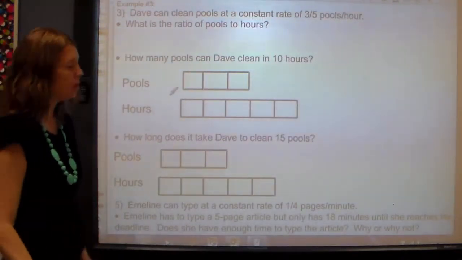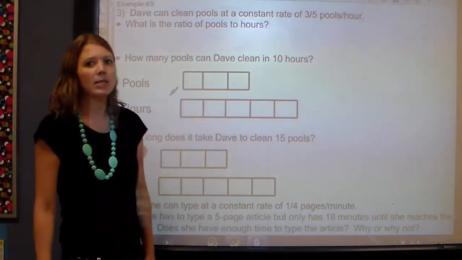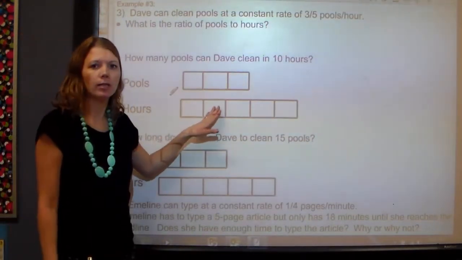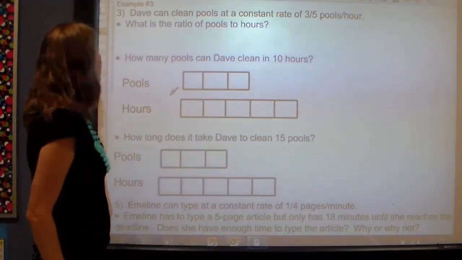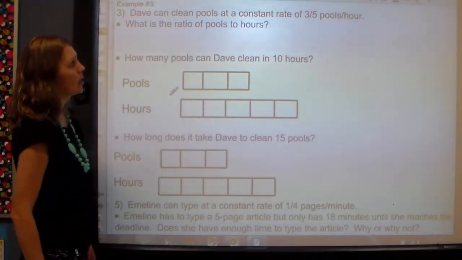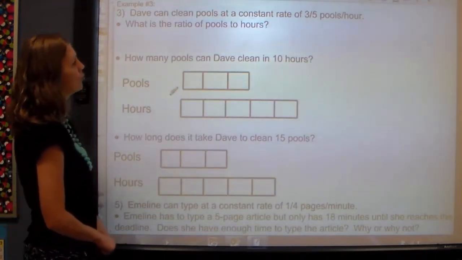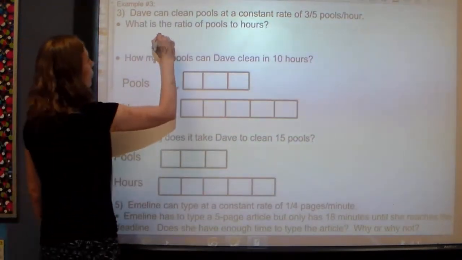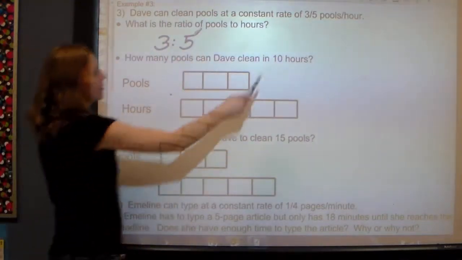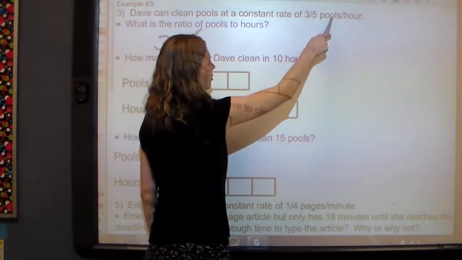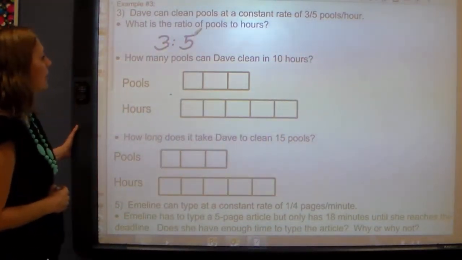Okay, we're going to go ahead and go to example number 3. We're going to do this with a tape diagram, and we're going to see how this can be useful when needing to solve problems involving rates. Dave can clean pools at a constant rate of 3/5 pools per hour. What is the ratio of pools to hour? Well, that would be 3 to 5, because it says 3 to 5 here, which is pools to hours. How many pools can Dave clean in 10 hours?